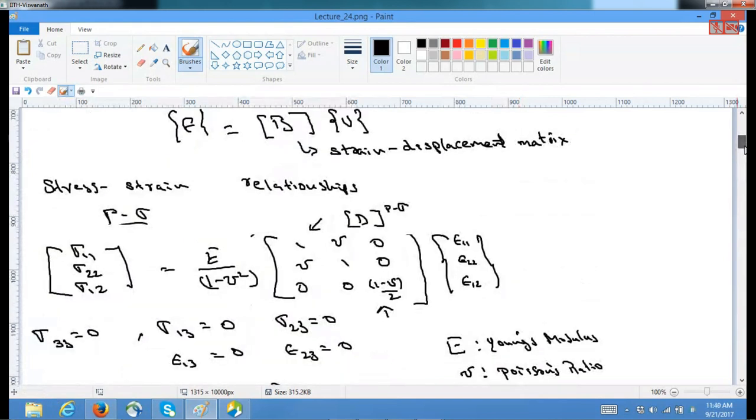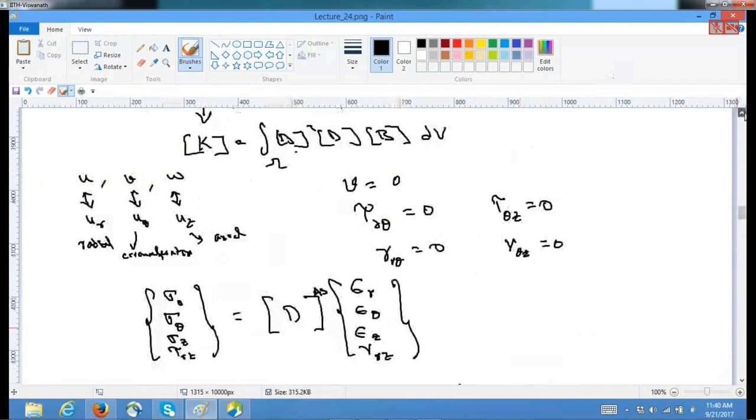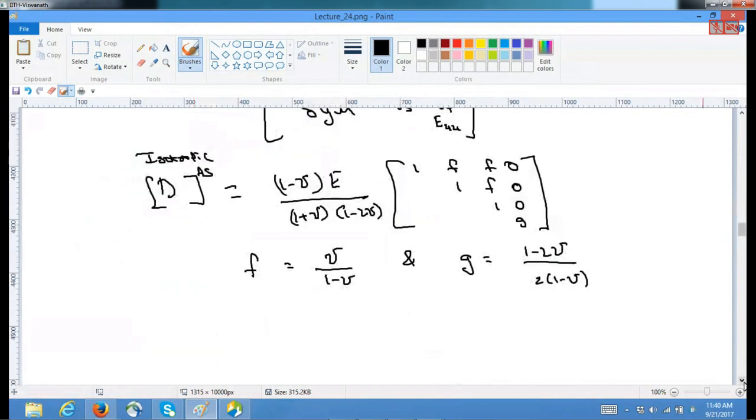Further, you see it is 3 by 3 in the plane stress and plane strain cases. However, in the axisymmetric case, this is a 4 cross 4 matrix because we have four relationships here, which is sigma r, sigma theta, sigma z, and tau rz, which are related to correspondingly epsilon r, epsilon theta, epsilon z, and gamma rz.